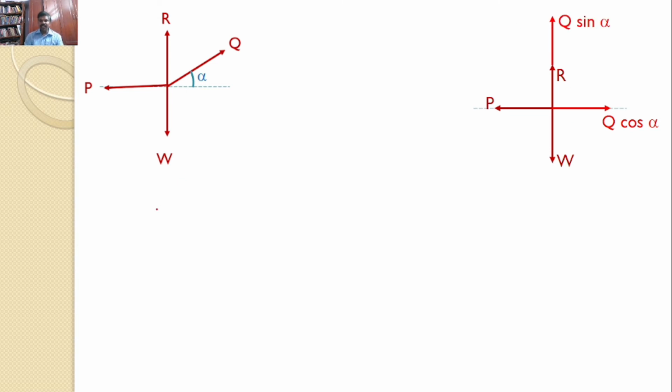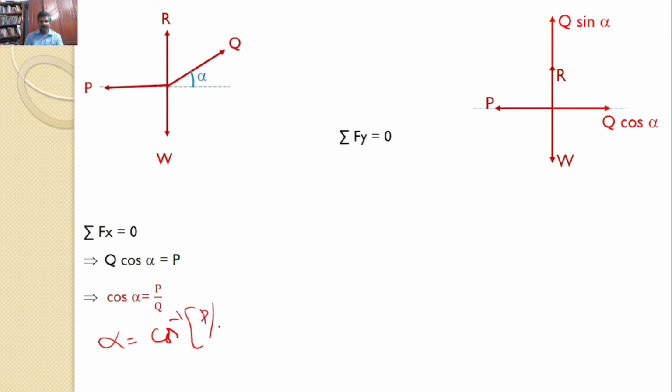Let us consider the equilibrium condition sigma Fx is equal to 0. There are only two forces. One force, Q cos alpha, acts towards the right side. Another force P acts towards the left side. You can say Q cos alpha is equal to P, or cos alpha is equal to P by Q, and alpha is equal to cos inverse of P by Q.